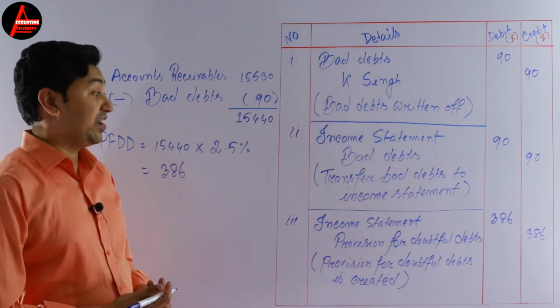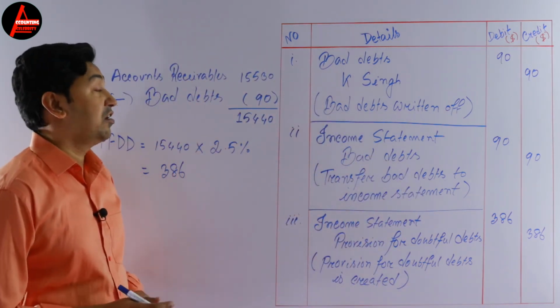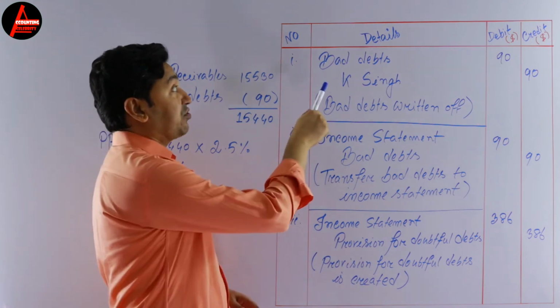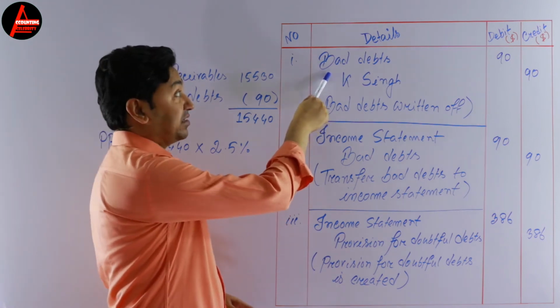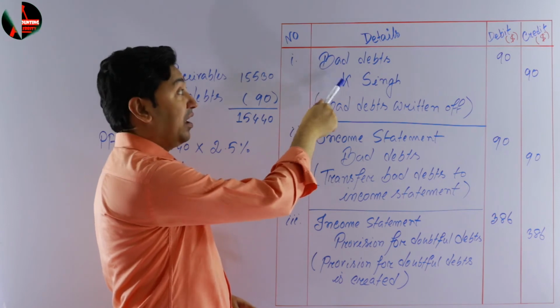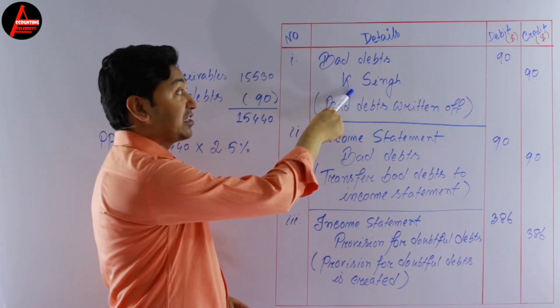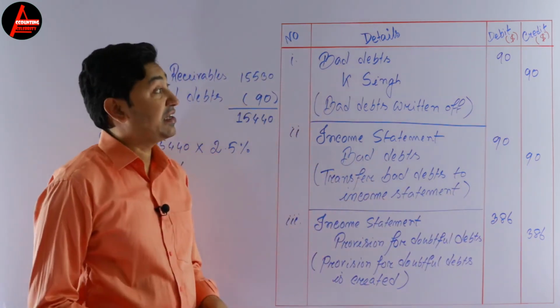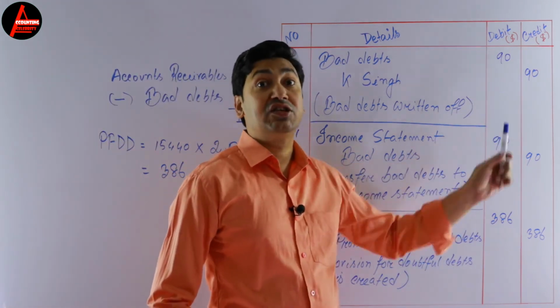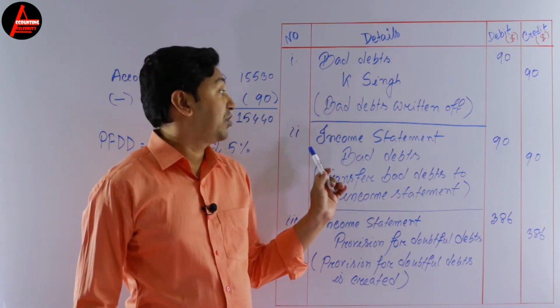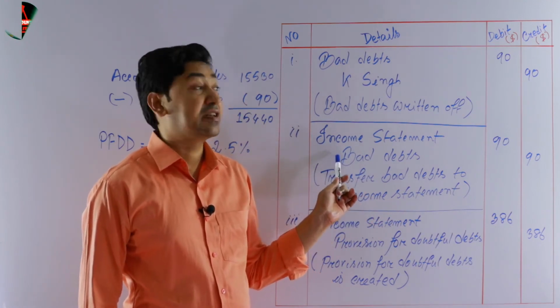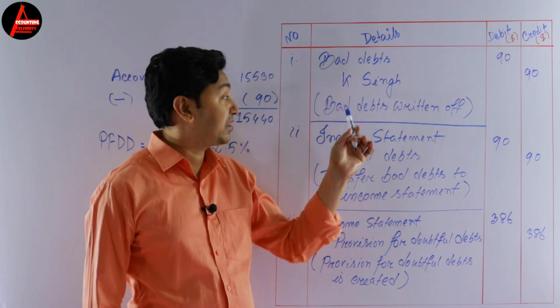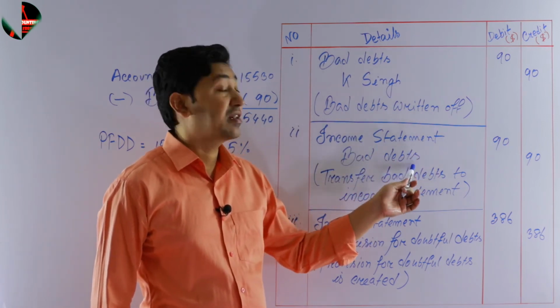Okay. So very simple if you understand. So let us review once again. First one is bad debts. This is an expense, so expense is debit and the customer Casing is credit. Okay, the amount is given in the question. Okay, second one is here we transfer this bad debts to the income statement. So income statement is debit because it is an expense, bad debt is an expense. So income statement is debit and bad debt is credit.